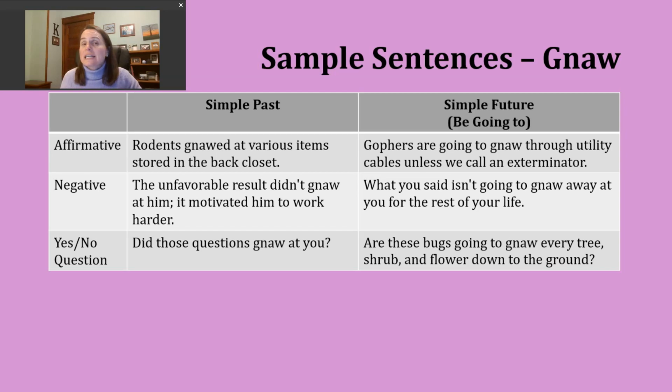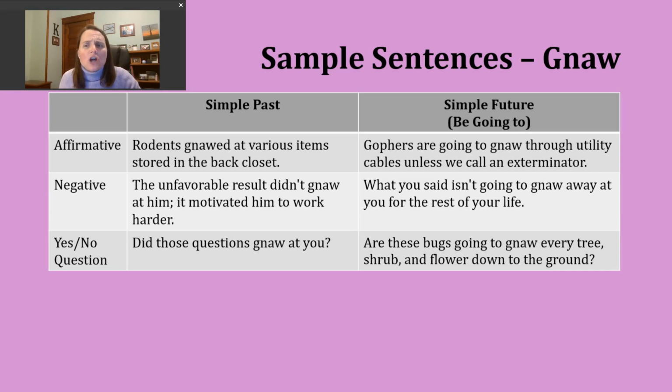This means if the subject of your sentence is I, you'll use am going to and then the base verb. If your subject is you, we, or they, use are, A-R-E, going to, and then the base verb. Finally, if your subject is he, she, or it, you can use is going to, and then the base verb. So let's go ahead and look at an example here.